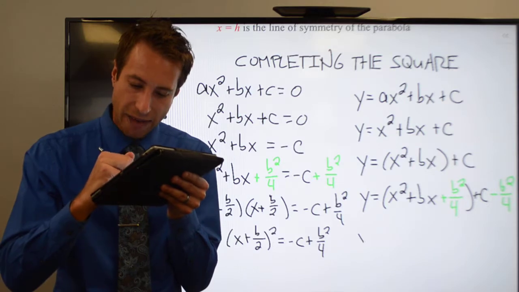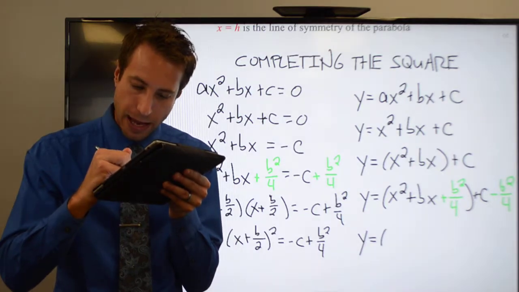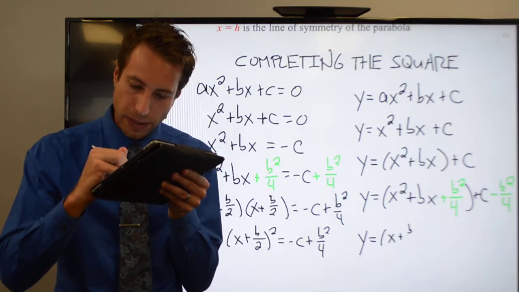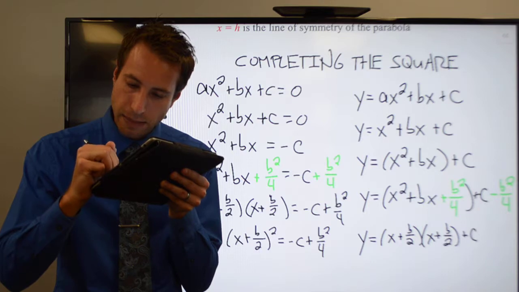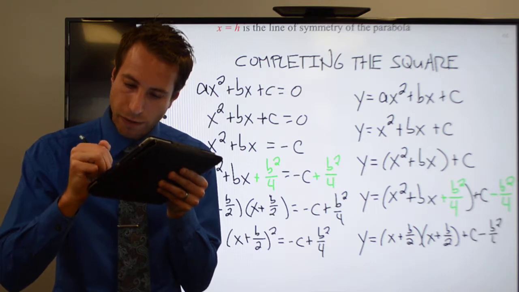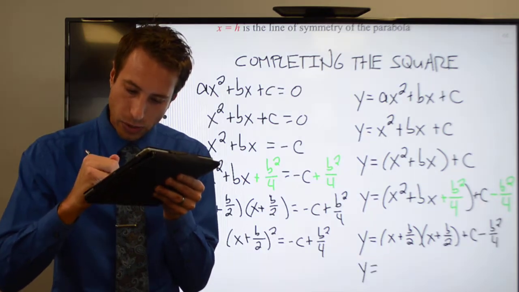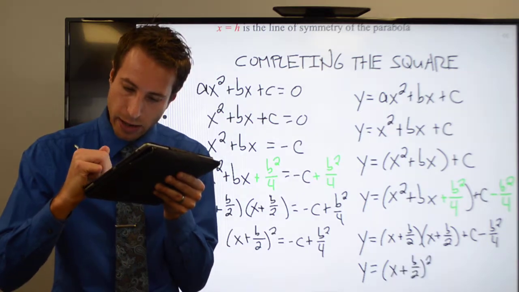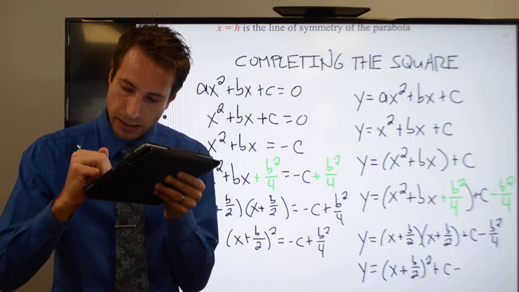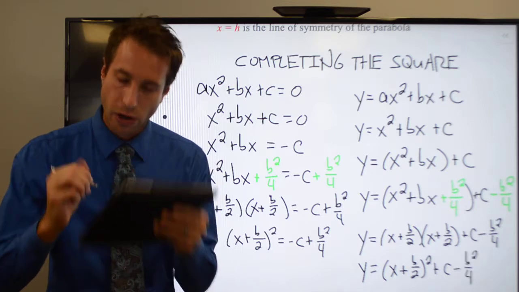And so now what I have is y equals x plus b over 2 times x plus b over 2 plus c minus b squared over 4, which is y equals x plus b over 2 squared plus c minus b squared over 4.